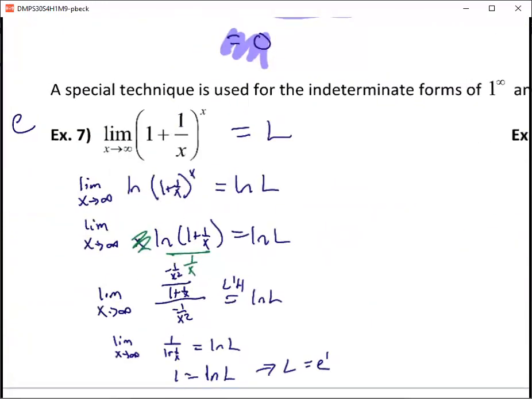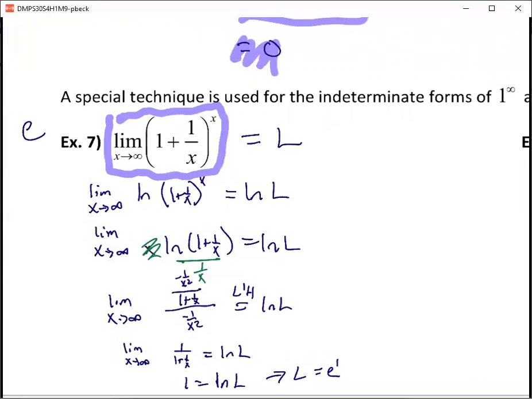Now, we do have a special technique when it comes to some specific indeterminate limits. This is a very, very famous indeterminate limit: the limit as x approaches infinity of (1 plus 1 over x) to the x. Many students know that this limit does equal e. The big question is, why does this limit equal e? Let me show you. This is a special technique for when we have something like 1 to the infinity power or 0 to the 0 power. What we can do is set that limit equal to some random variable, which we're going to call L, which represents the limit.